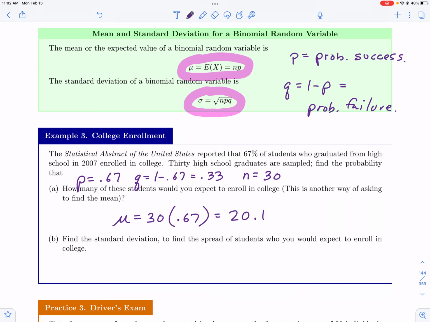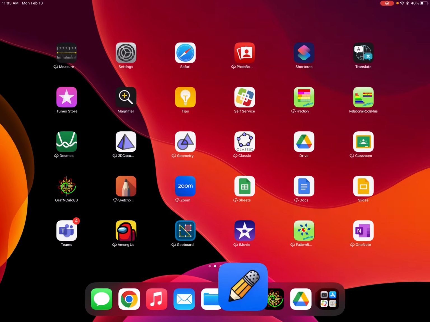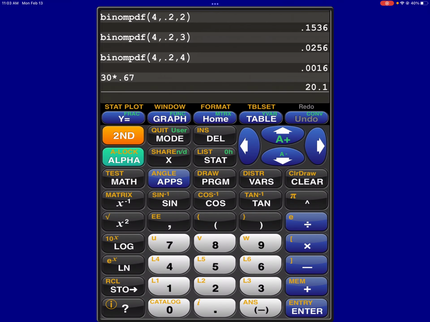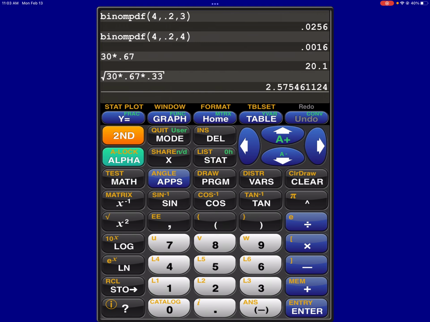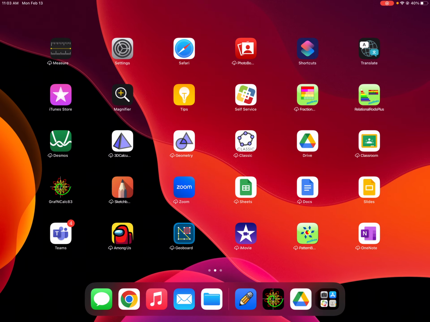And then for our standard deviation, we're going to do the square root of 30 times 0.67 times 0.33. Typing that in the calculator, the square root of 30 times 0.67 times 0.33 looks like 2.56. So we have a standard deviation of 2.56.